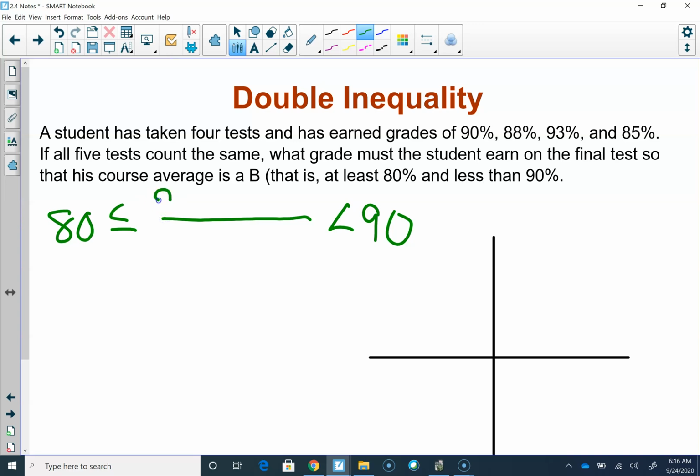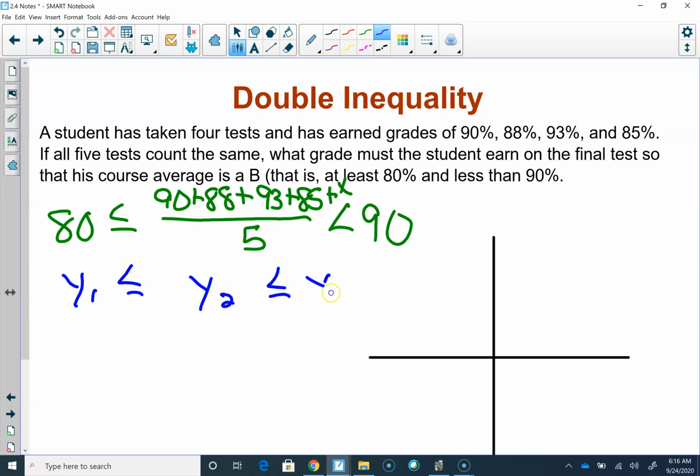So I'm going to have 90 plus 88 plus 93 plus 85 plus x, I don't know that last one, divided by 5. So I'm not going to do any algebra on this. And so I'm going to use this double inequality. So this is going to be my y1. This is going to be my y2. This is going to be my y3.